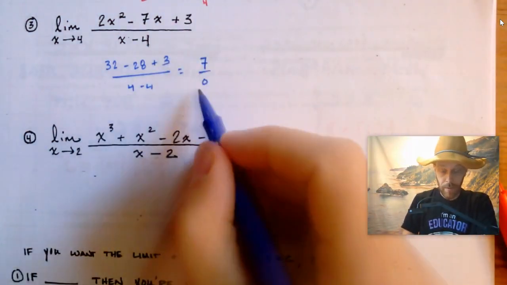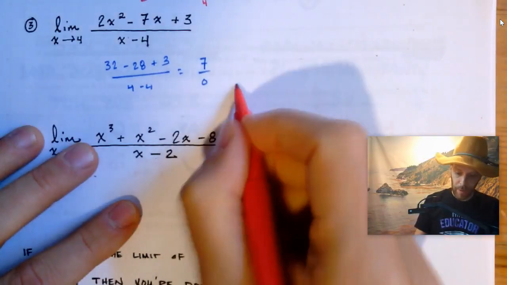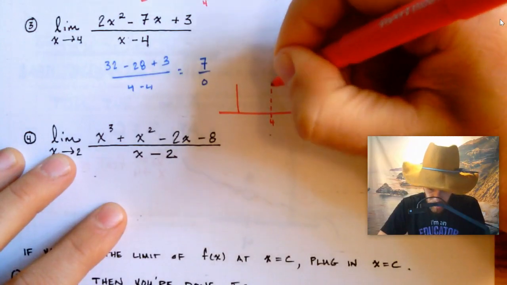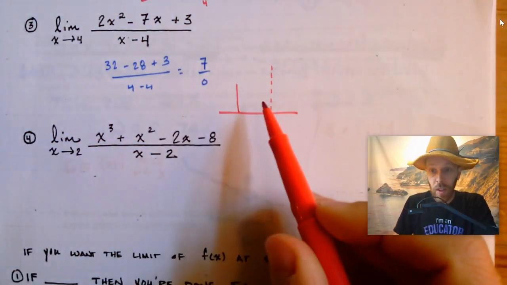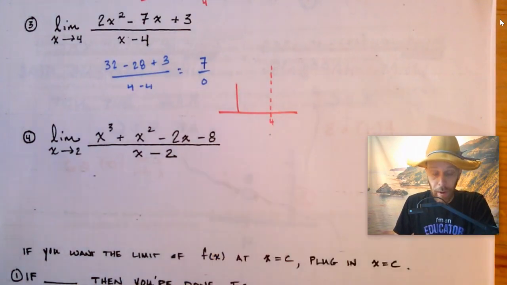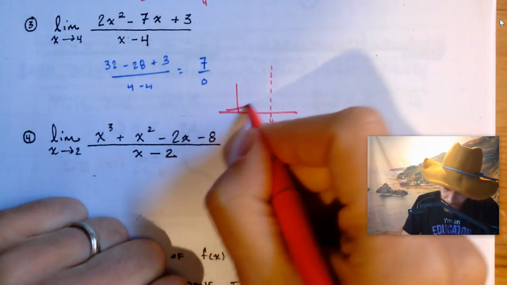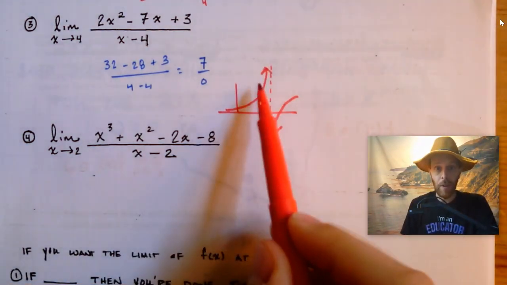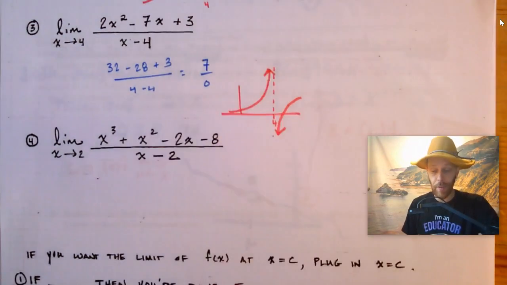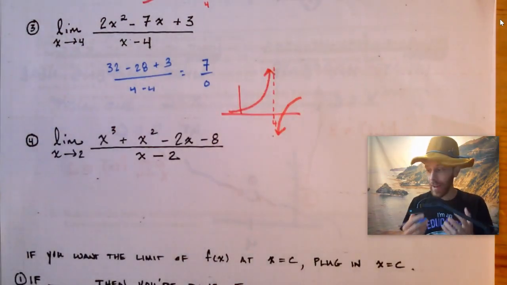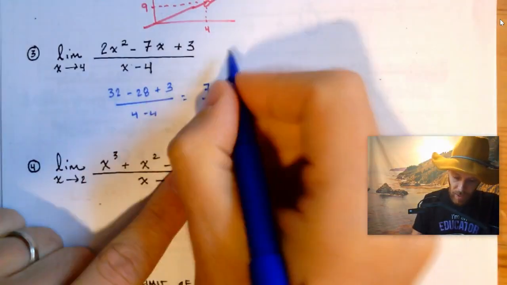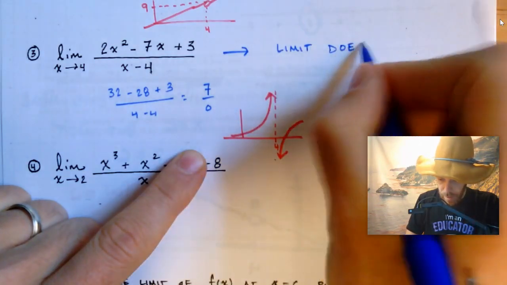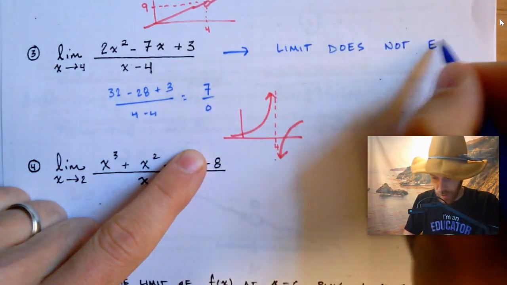If you have a number divided by 0, here's what's going on visually. Here's 4. There is one of those things that rhymes with schmasymptote right here. And the graph must be hugging that asymptote. Now, if the graph is going off to infinity in either direction, then it does not have a limit. So we would say in this case that the limit does not exist.